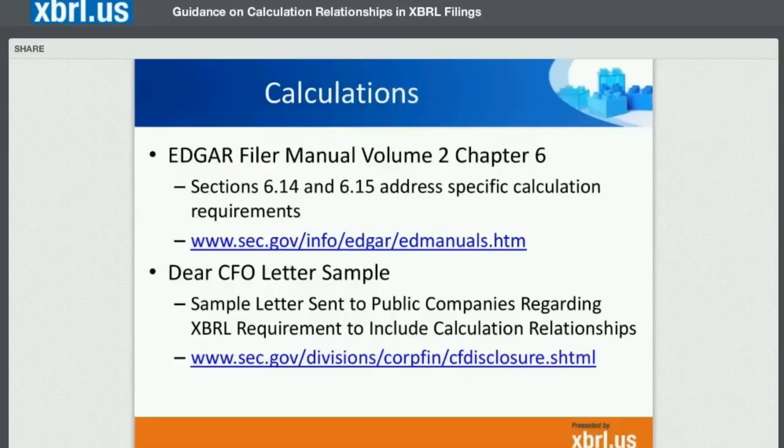Now, when are calculations needed? The Edgar Filer Manual, Volume 2, Chapter 6, Sections 6.14 and 6.15 address calculation requirement specifics, including certain exceptions and examples. Please see these sections for more details on the requirements. You can see the link on the slide here, or go to xbrl.sec.gov. And as some have requested additional clarity regarding the requirement, I highly recommend reading the requirements and separating what is required in a taxonomy extension versus what's required in the instance document, because they are different, and as long as they're satisfied, everything should be fine.